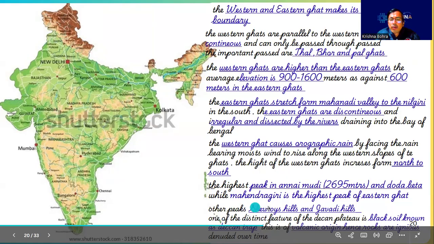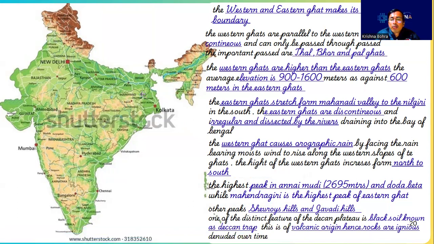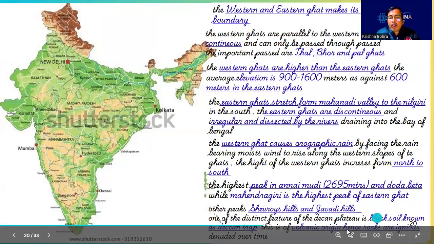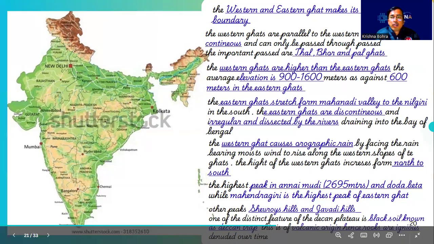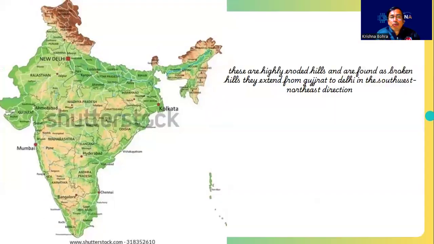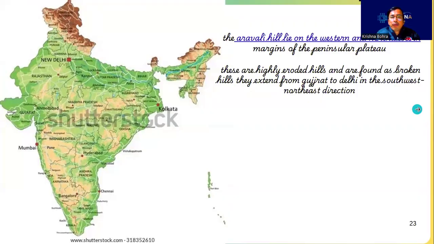You can also find some of the important hills over there, that is the Shevaroy Hills and Javadi Hills. One of the distinct features of the Deccan Plateau is the black soil, which is rich for cotton cultivation, and locally this is known as Deccan Trap, and this soil is of volcanic origin, meaning it has been formed by volcanic eruption. Later on, this particular soil is denuded over time, becoming fertile, and which is ideal for cultivation. So we have understood what the Peninsular Plateau is.